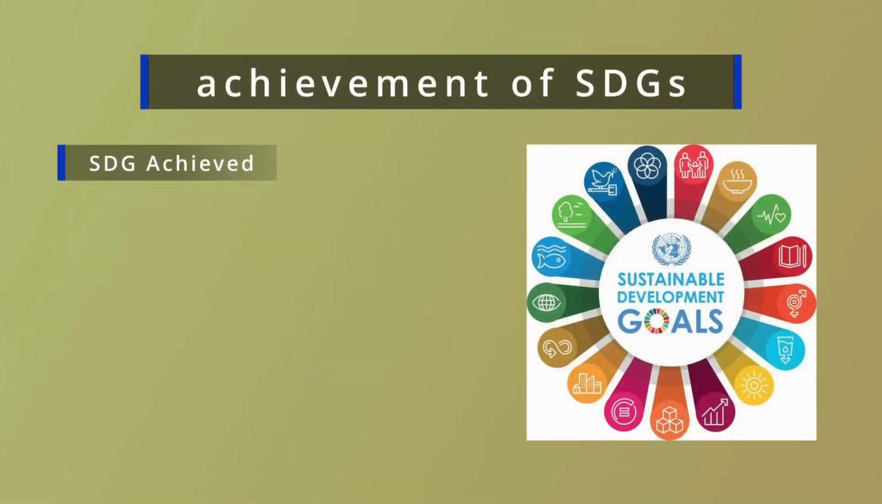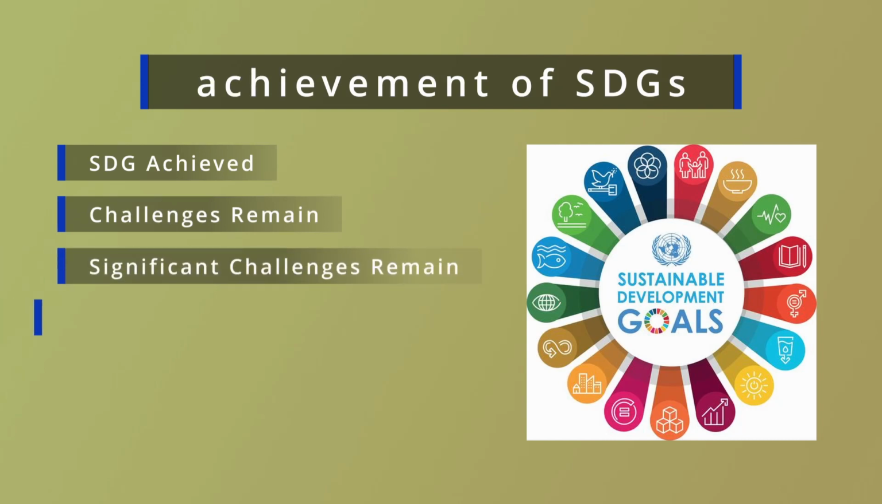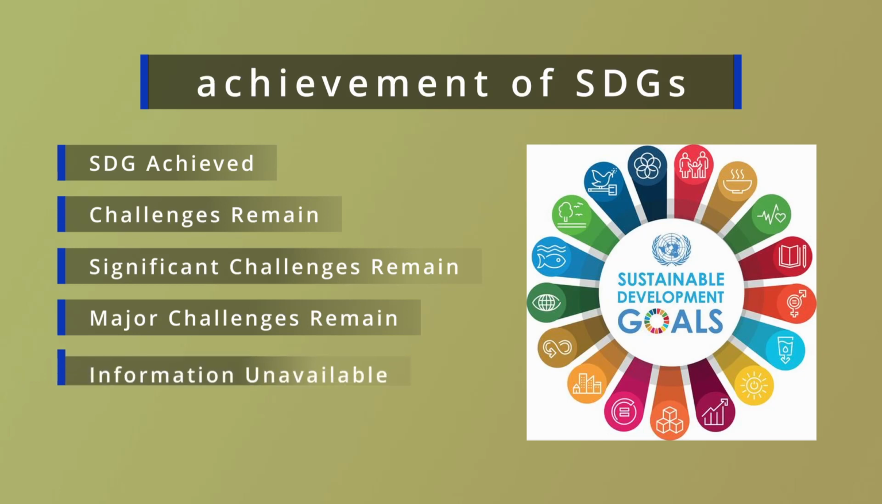To understand the present status of the achievement of the Sustainable Development Goals, the United Nations has classified the performance of the different Sustainable Development Goals into 5 categories. These categories are SDG achieved, challenges remain, significant challenges remain, major challenges remain, and information unavailable. Now we explain the relative position of 17 Sustainable Development Goals in respect of these 5 categories.